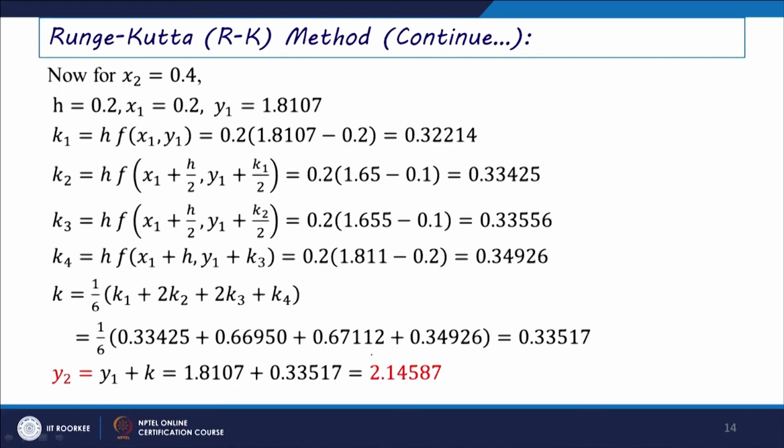Then for further improvement of this Runge-Kutta method, we systematically use the other values. If we want to find x2 equals 0.4, we implement the x1 value and y1 value for the further improvement of k1, k2, k3 and k4. Finally, we obtain y2 as 2.14587 here.